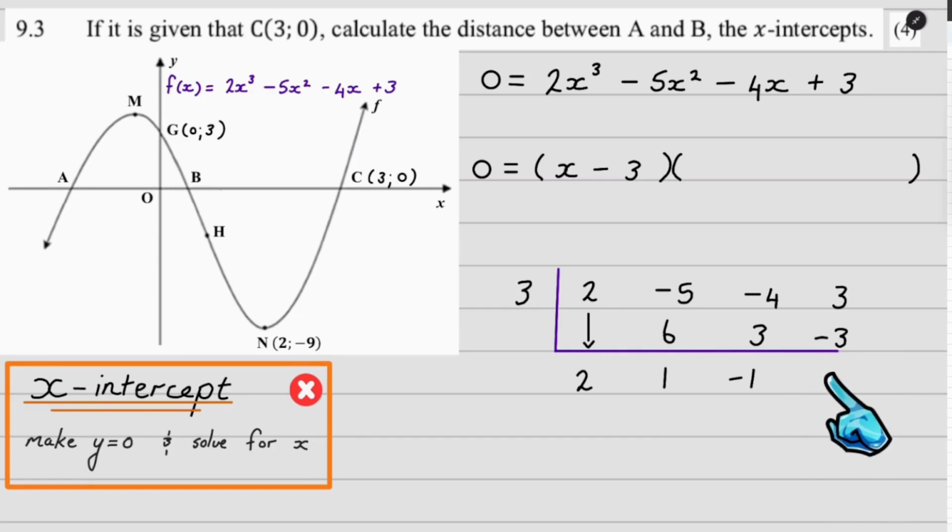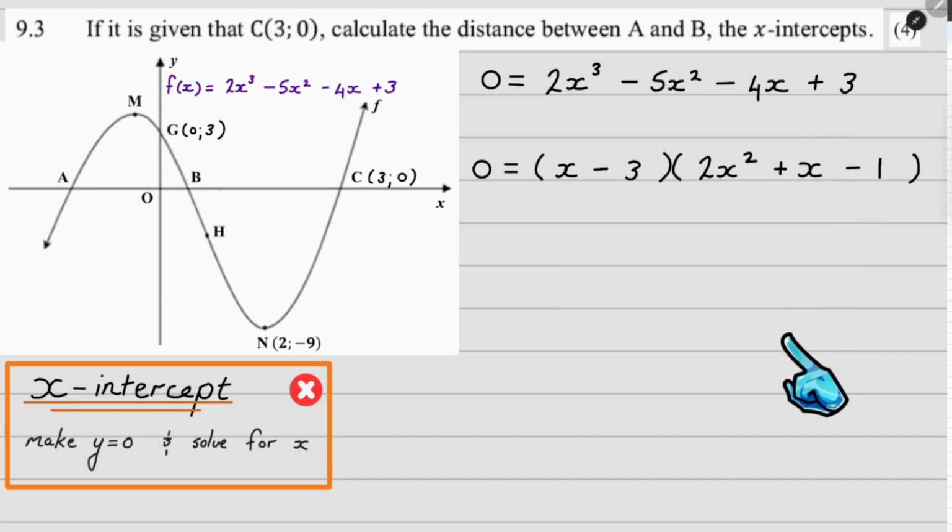This last number must always be 0. If it's not 0, something went wrong. And then these three numbers form the coefficients for my trinomial. So I'm going to get 2x squared as my first term in the trinomial. For the second term in the trinomial, I'm going to get plus 1x or plus x. And for the last term in the trinomial, I just get minus 1. And then I've used synthetic division successfully to factorize this cubic.